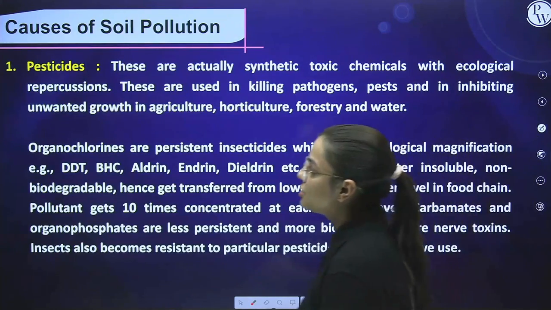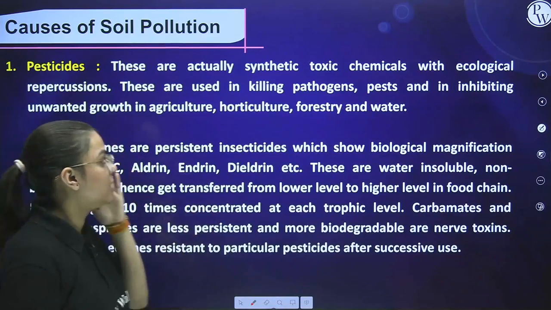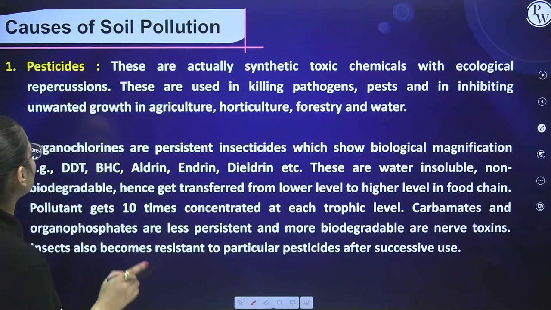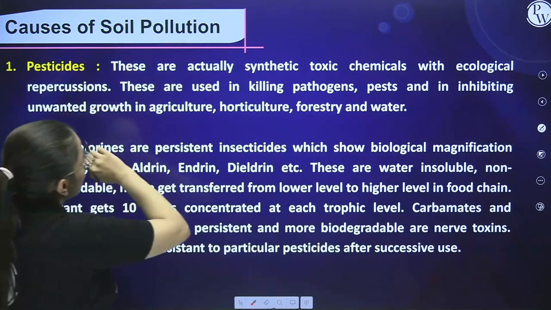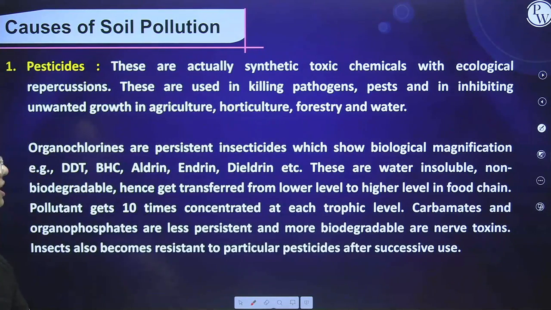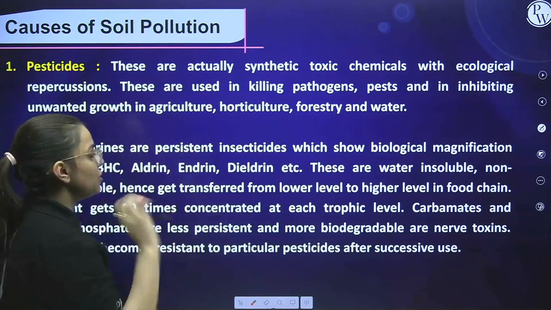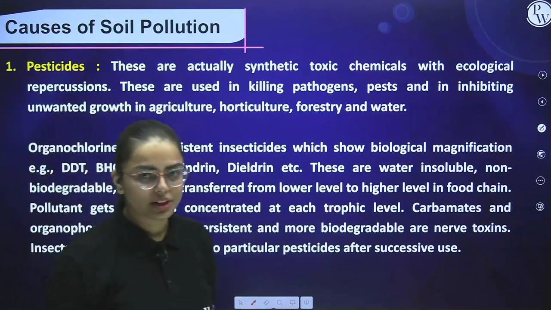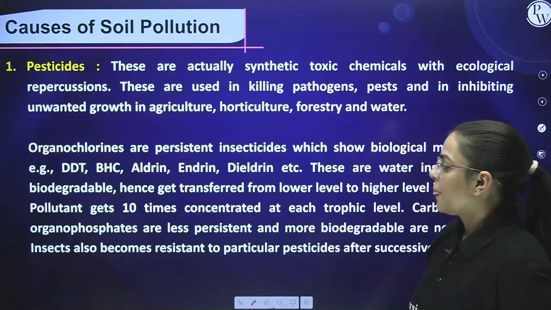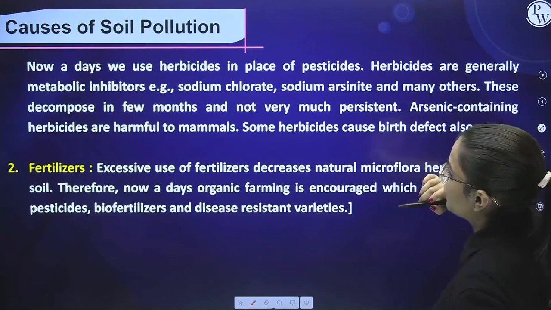Now comes the causes of soil pollution. As summed up in the previous line, first is pesticide. Pesticides are actually synthetic toxic chemicals with ecological repercussions. These are used in killing pathogens, pests, and in inhibiting unwanted growth in agriculture, horticulture, forestry, water. I guess this is the thing that you already know. There is no need to explain over here. It is just to sit and read these points in the NCERT, right? Okay. Now, students, I guess this you can read. This is not necessary for us to see.